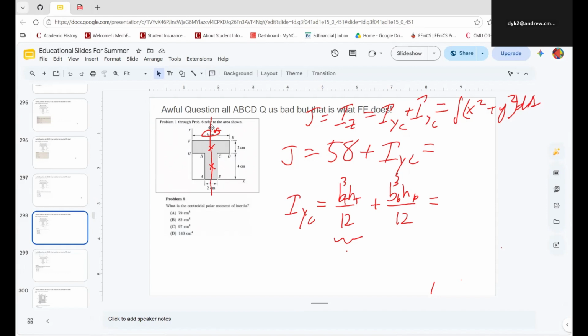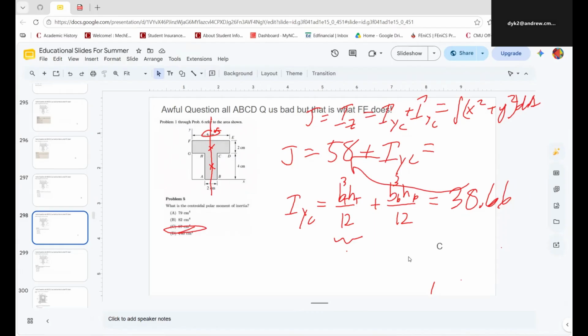Base is 6 cubed, right? 6 cubed, and then 2 divided by 12. I get about, why is it not giving me anything? I get 38.6. So add those up, plus 58 equals about 96.66. So it's about C. Yep. So there's a few things you need to remember.